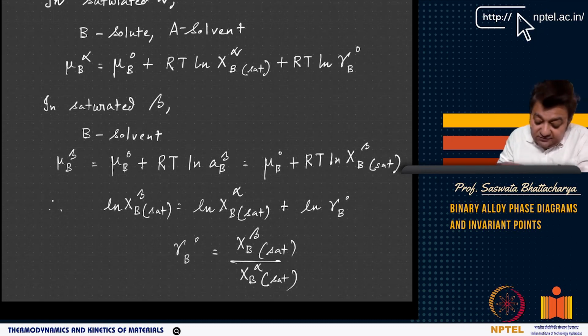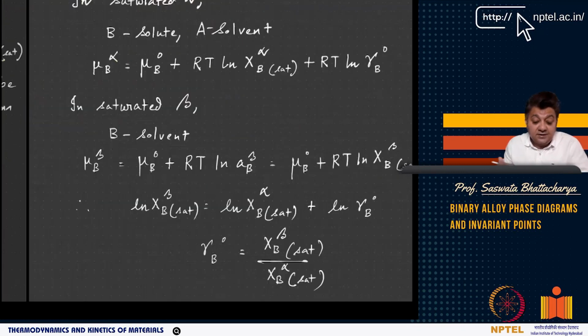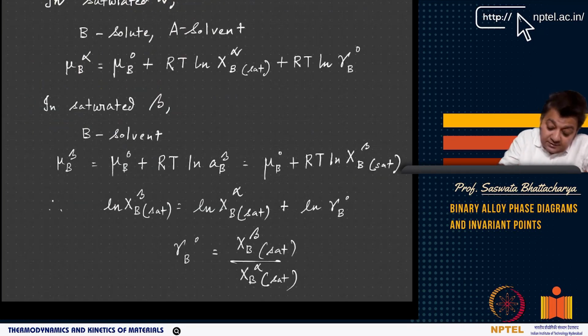Now, we can go a little bit further and say that this is basically an ideal dilute solution, where Henry's law is obeyed by the solute and Raoult's law is obeyed by the solvent. Okay. Now, if you look at the saturated alpha composition, you have B as solute and A as solvent.